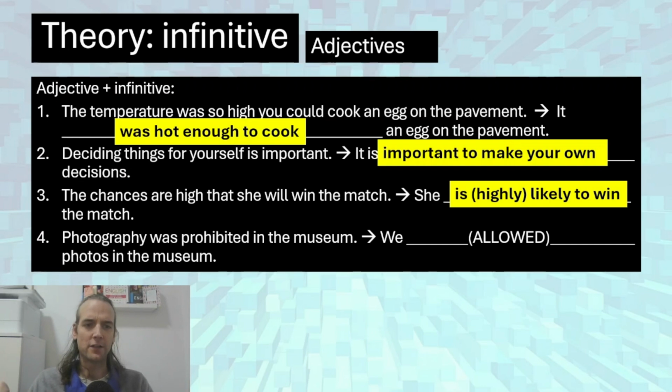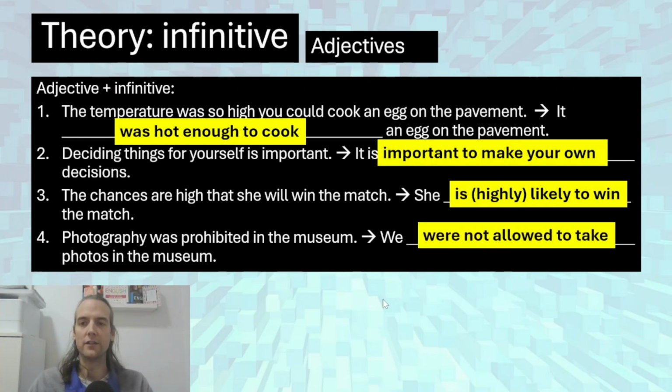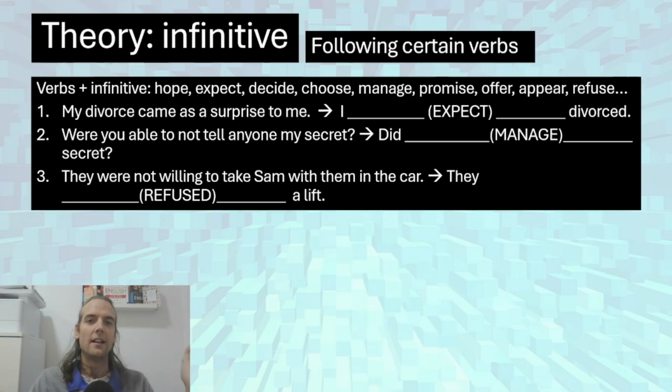And finally, if photography was prohibited, we were not allowed to what photos? You take photos. Of course, that's the collocation, to take photos. As always, with these Use of English Part 4 questions, we are testing ing infinitive, but there's 2 marks per question. So we're also testing collocations, or phrasal verbs, or word formation, or different things like that. Take photos.